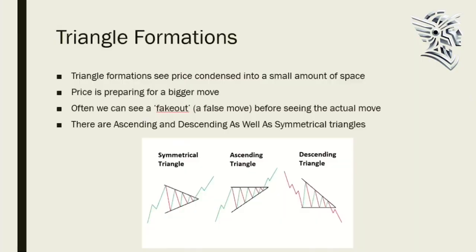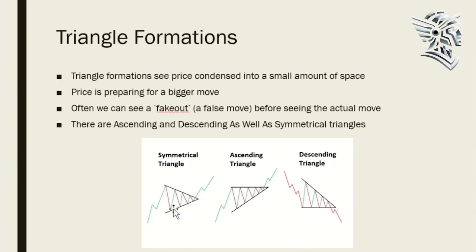So let's look at more advanced chart patterns. Here you have a triangle formation, and a triangle formation is really nice because you see price condensed into a small amount of space, which is ever reducing, getting tighter and tighter and tighter. Basically that's because price is just preparing for a bigger move. And as you can see here, price can't stay between these two closing levels forever, can it? And here you have the 3 examples. You have ascending, you get descending triangle, and you get the symmetrical triangle.